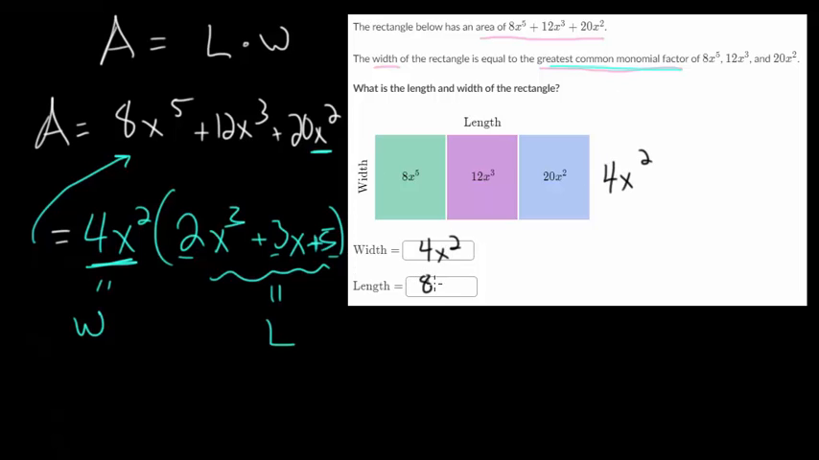And our length is this, 2x to the 3rd plus 3x plus 5, and we can put that up here. This one would have 2x cubed, this would be 3x, and this would be plus 5. And you can see visually that if you start multiplying these together, you would get back this 8x to the 5th, 12x cubed, and 20x squared for each of the boxes. And then to find the area, you just add them together.